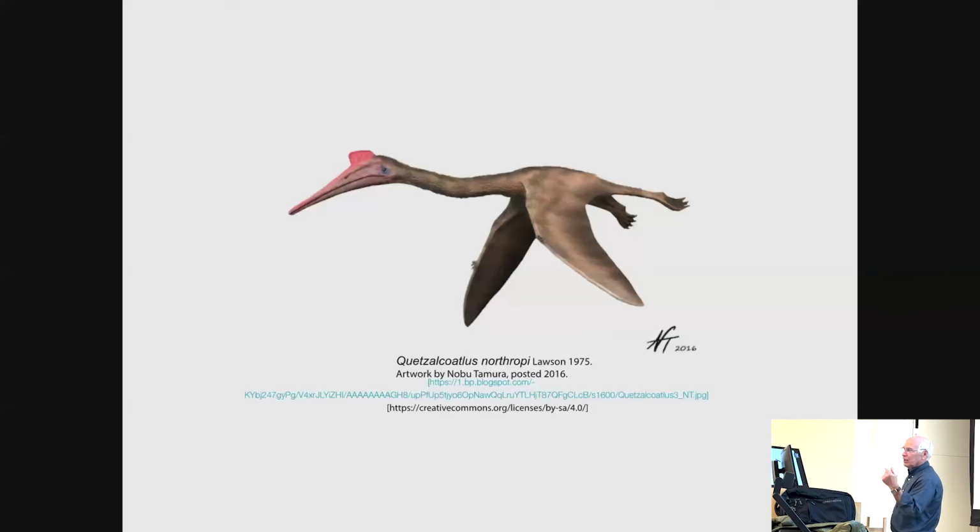This is called Quetzalcoatlus. A fellow student of mine, when I was a student at Berkeley, had found this large humerus of a pterodactyl from the uppermost Cretaceous rocks in Texas, and figured that the pterodactyl probably had a wingspan of nearly 50 feet. So really large animal. I'm glad they're not around today.